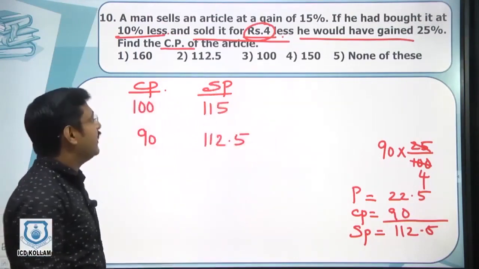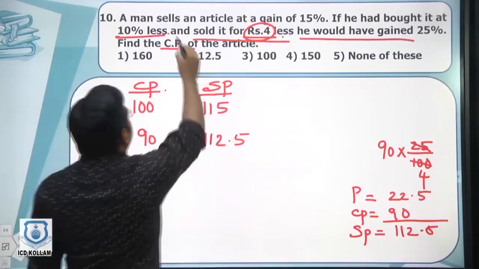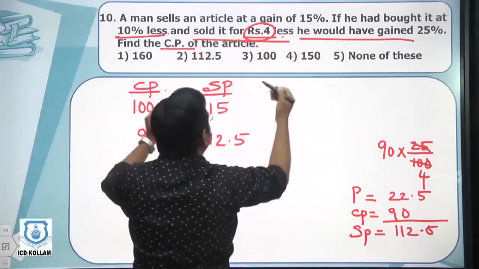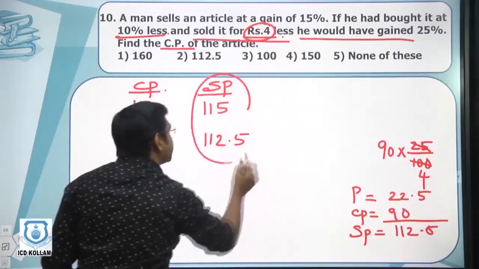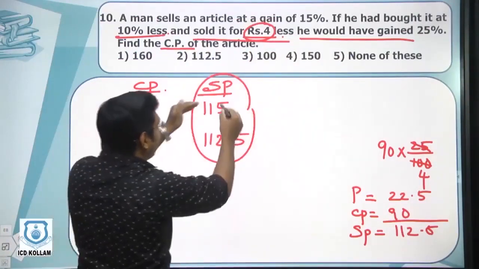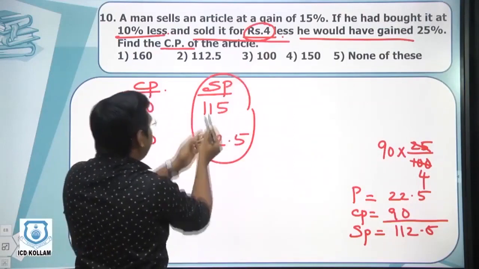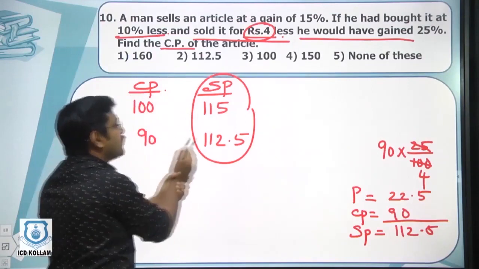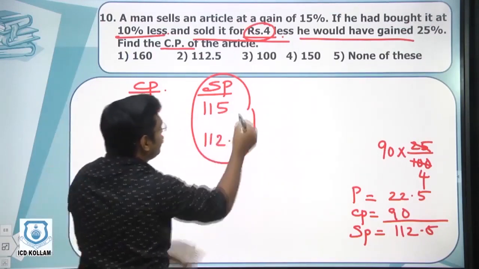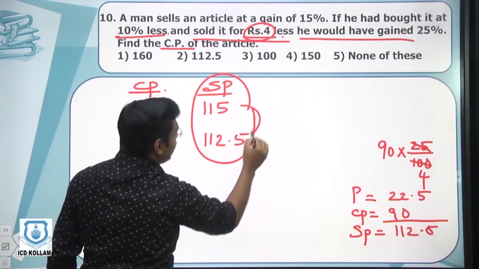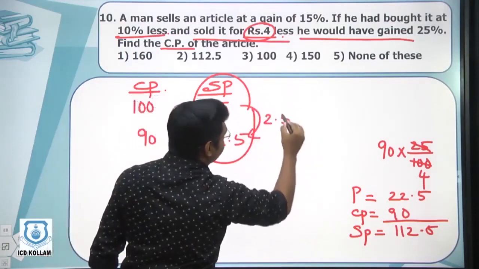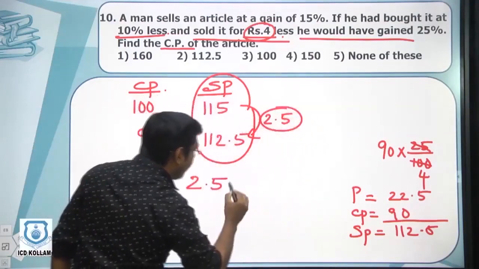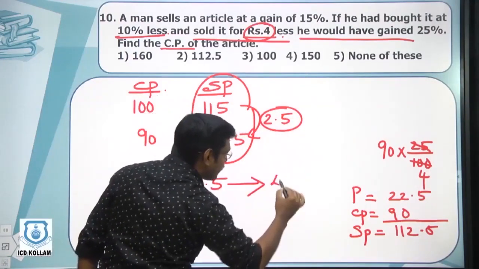Hope this is clear. After that, I am connecting that and I am reading that. That means if he had bought it at 10% less and sold it for 4 less, next they are comparing the selling price condition. So we need to connect our assumed value with the real world value. Initially, I bought for 100 and I sold for 115. Now I bought for 90 and sold for 112.5. When comparing these two, compared to the previous selling price, it is actually 2.5 less, right? Corresponding to this 2.5, the real world value is given as 4.